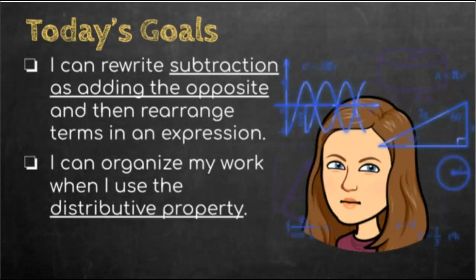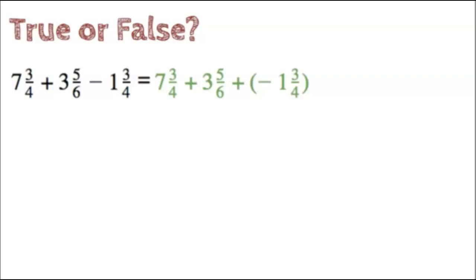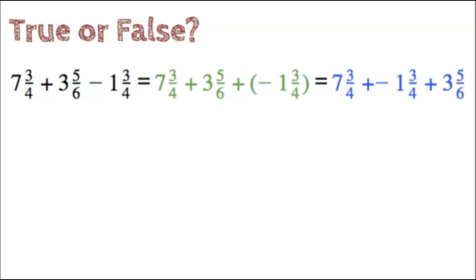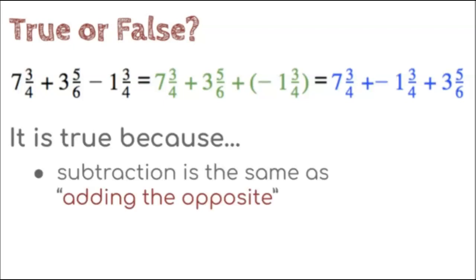So in our lesson, we looked at this. Is this true or false? 7 3/4 plus 3 5/6 minus 1 3/4. Does that equal 7 3/4 plus 3 5/6 plus negative 1 3/4? Okay, think to yourself, yes or no? If your answer is yes, does that also equal 7 3/4 plus negative 1 3/4 plus 3 5/6? All right, this is a true statement.